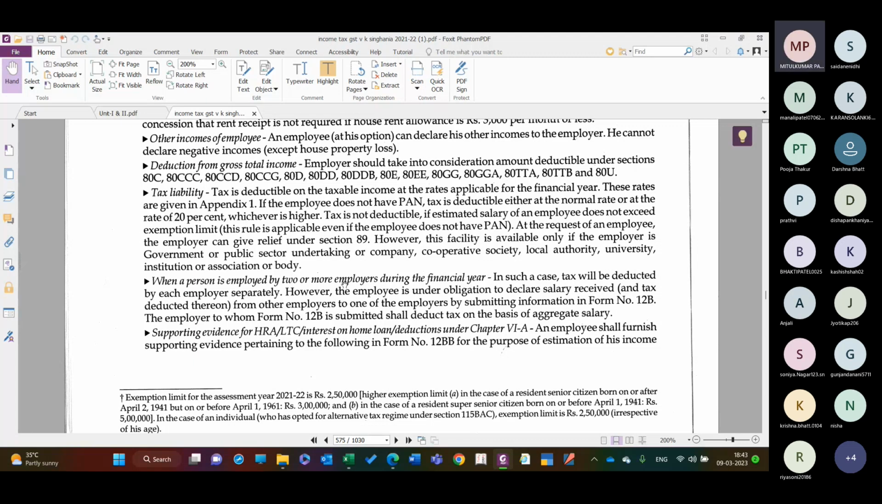When a person is employed by 2 or more employers during the financial year, if an employee leaves a job at one place and joins another, he has to inform the new employer what he has earned from the previous employer, how much money he received, so that the new employer knows. In that case the tax will be deducted by each employer separately. However, the employee is under an obligation to declare the salary received and the tax deducted thereon from the other employers to one of the employers by submitting the form in form number 12B.